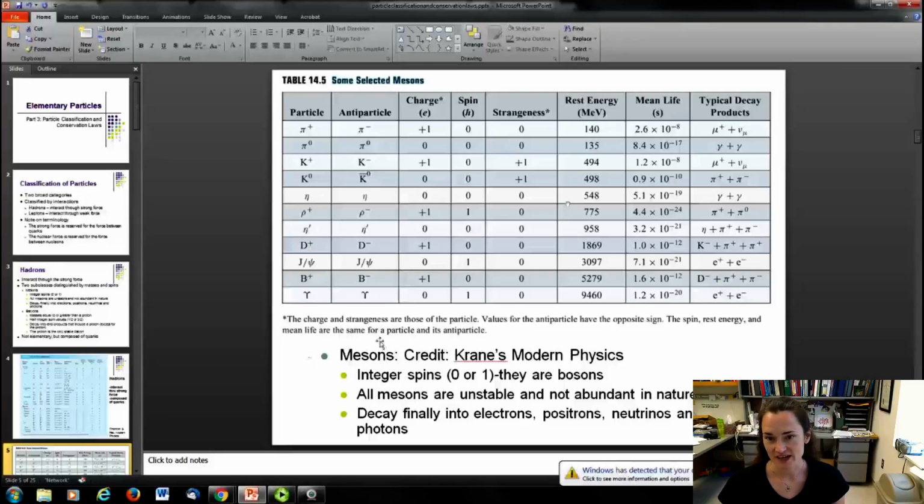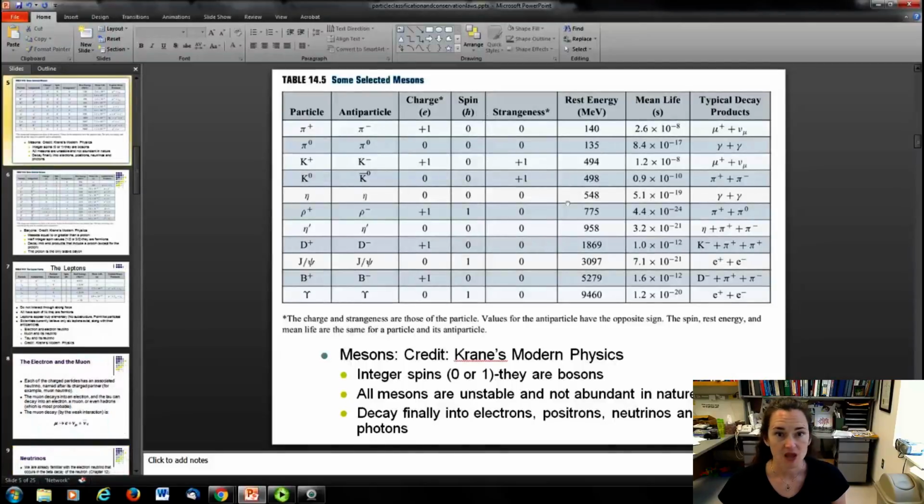Note here that they have the mean lifetime in this chart, typical decay products, and also strangeness, the strangeness number, which we'll get to in a minute, in addition to the spin and the charge. Notice that they're all integer spin with spins of either 0 or 1. I should also note that if you have the particle listed in the leftmost column, the antiparticle will, of course, have the opposite charge that's listed here, okay?